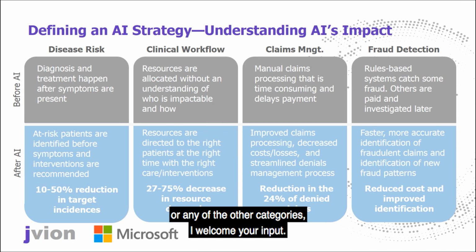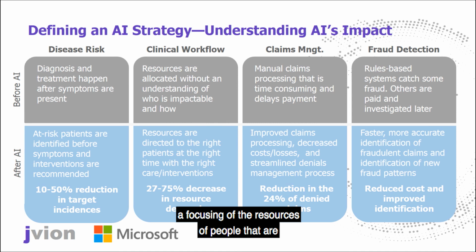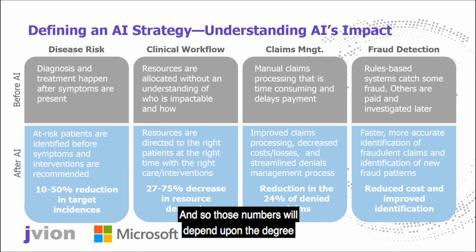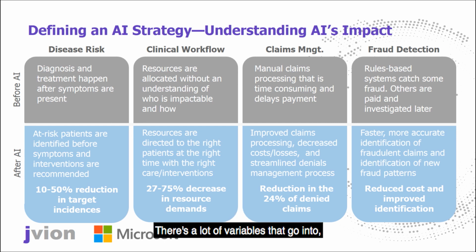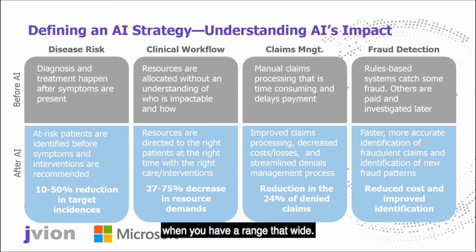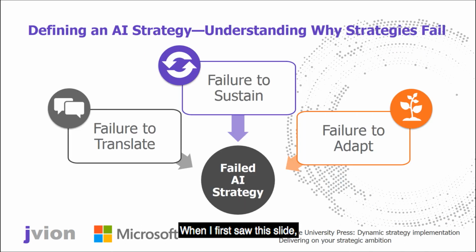And John, I don't know if you have anything to add from your perspective that you've seen on disease risk or workflow or any of the other categories. I welcome your input. Yeah, thanks. So the resource utilization is a really tricky one because the CFO will say, well, I'm not cutting FTEs, so there's no net decrease in resources. But what we often see is a repurposing and a focusing of the resources of people that are doing the work they're doing today, and when AI is applied, it shifts their work to something different or with sharper focus. And so those numbers will depend upon the degree to which you automate a process versus keeping it manual. So there are a lot of variables, and that's why the range is so wide. It's almost like saying anything's possible when you have a range that wide, but it really depends upon how it's implemented. Great, thank you.